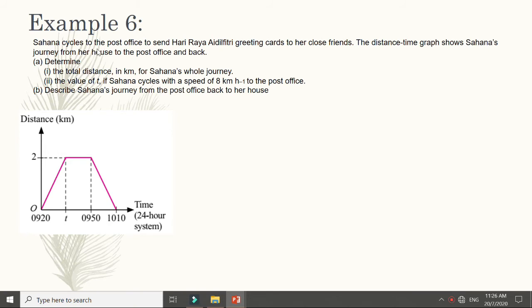Sahana cycles to the post office to send Hari Raya Aidilfitri greeting cards to her close friends. The distance time graph shows Sahana's journey from her house to the post office and back. A, determine the total distance in kilometer for Sahana's whole journey. So this is from her house to the post office. After that, she goes back. Then they ask you to find the distance of the whole journey, meaning that from her house to the post office is 2 km. Go back again will be the same, so 2 plus 2 is equal to 4 km.